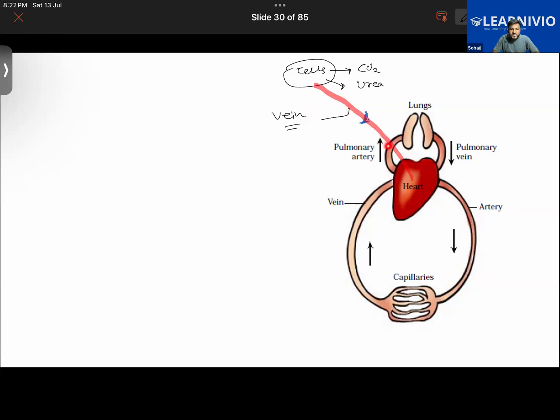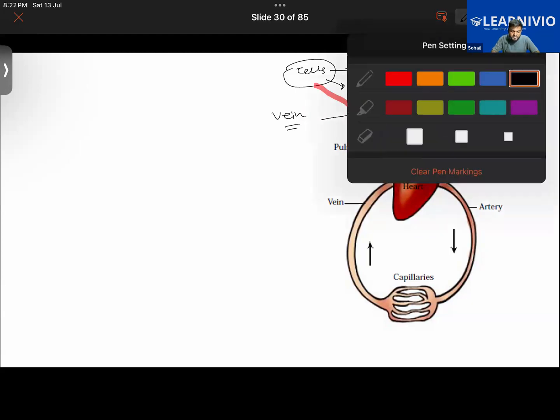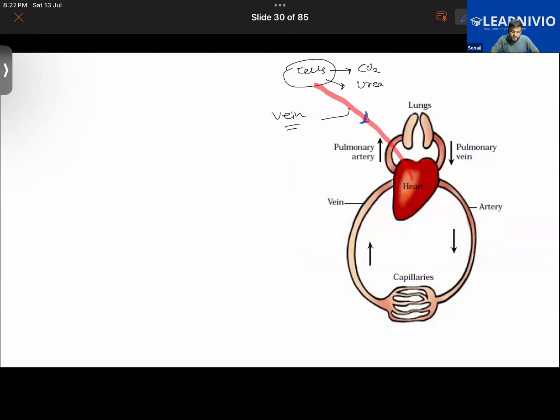This would be brought to the heart, and then this blood would go where? The heart will send it to the kidney and lungs. From the kidney, the urea will be filtered out of the blood. So urea found in the blood would be filtered out by the kidney, and some of the blood would be sent to the lungs.